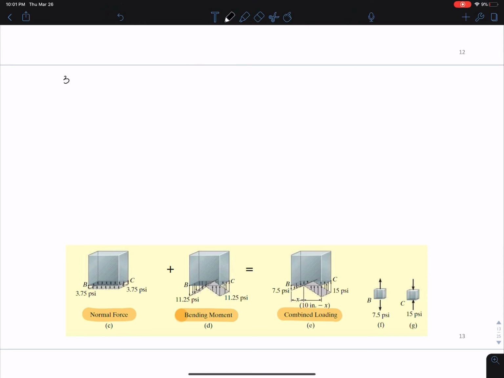So step 3 here is going to be superposition. Okay, so I'm going to start with sigma at point B. And I want to look here and say, okay, well, the 3.75 is in compression. So that's going to be a negative P over A. And then the Mc over I at point B is in tension. So I'm going to say that's a positive Mc over I. If I want to do the same thing for sigma at C, also negative P over A, the whole thing is pushing onto the system, so compression.